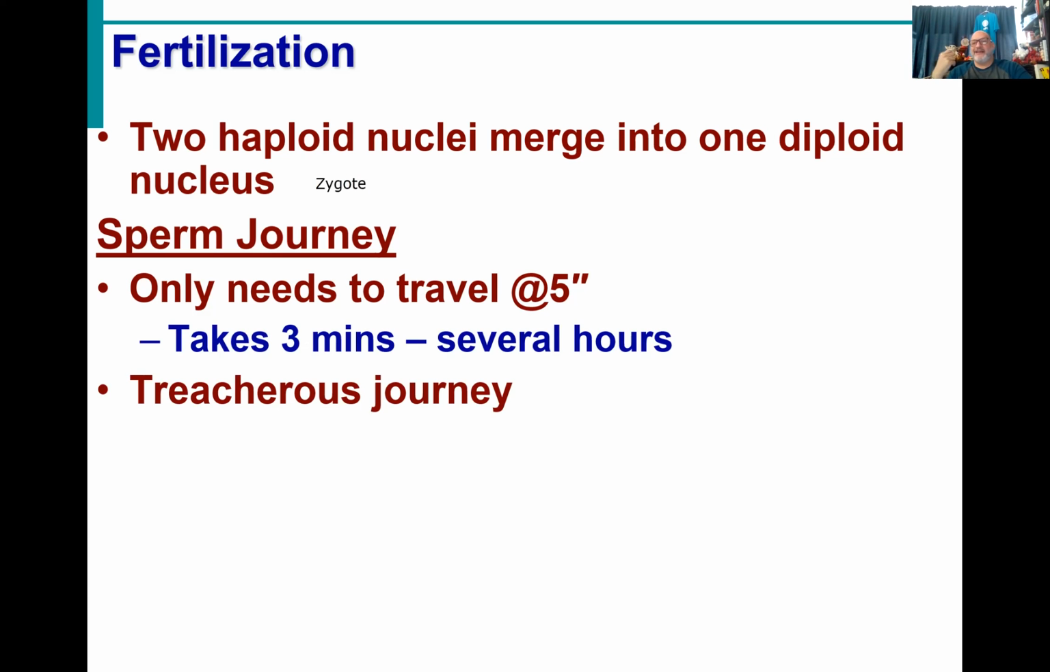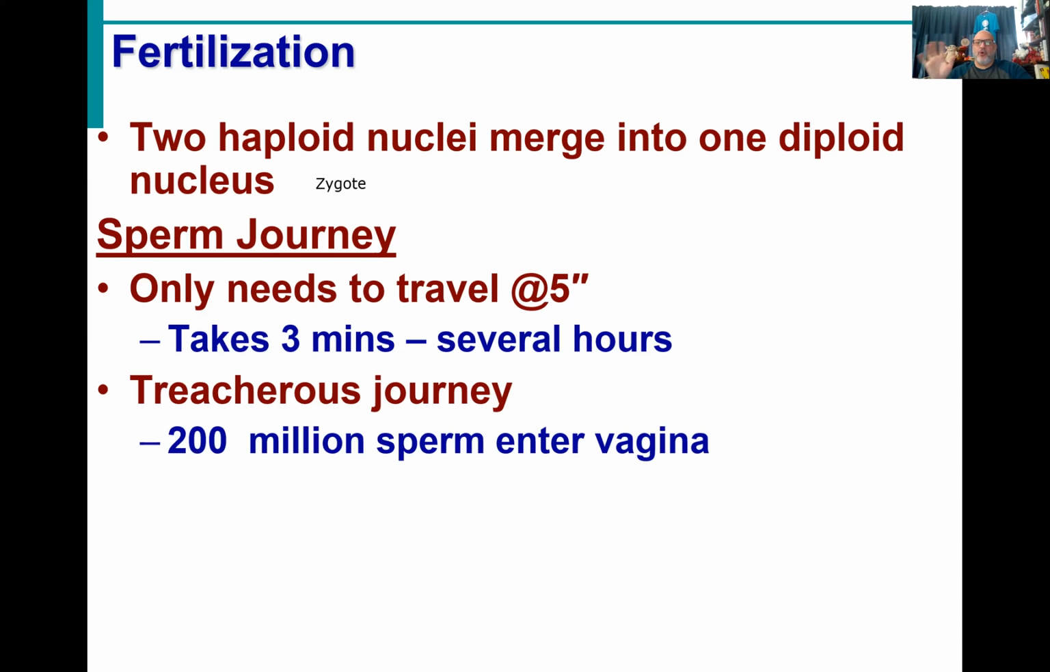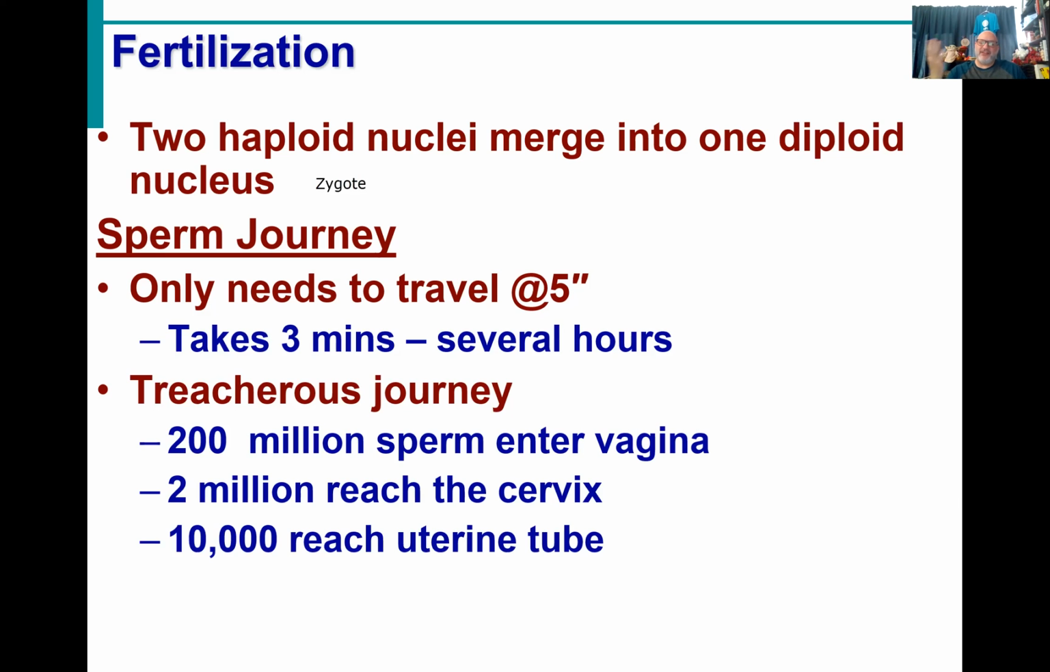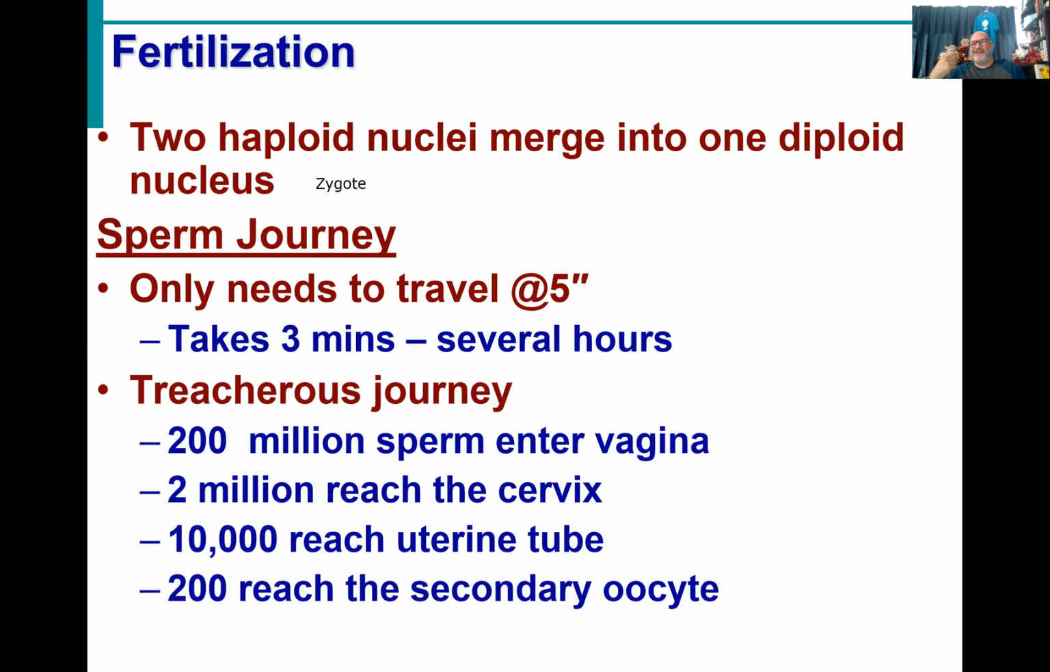Remember, in the average ejaculate, there are 500 million sperm that are released into the vaginal canal. Of those, only about 200 million actually make it up to the top of the vagina. From those, only about 2 million reach the cervix. Of those, only about 10,000 reach the uterine tube. And of those, only a couple hundred actually reach that secondary oocyte.